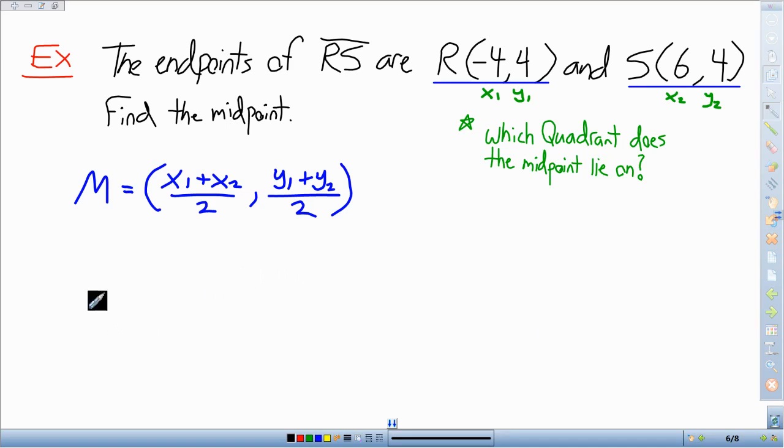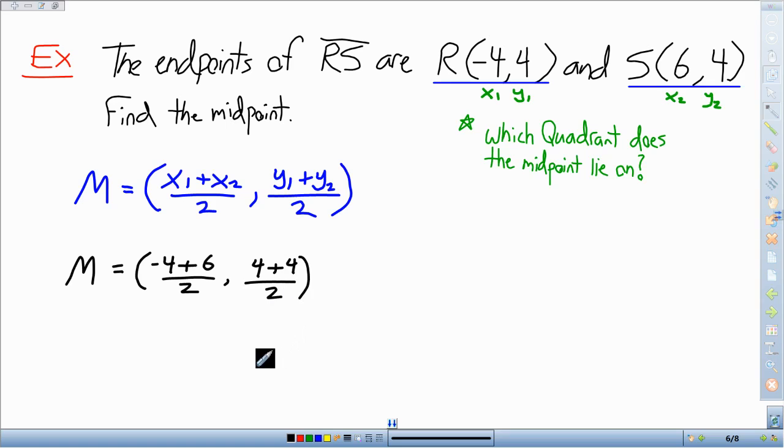Okay, let's plug them in and see what happens. Midpoint equals x1, which is -4, plus x2, 6, over 2. And same idea with my y values: y1 is 4 plus y2, which is another 4, over 2.